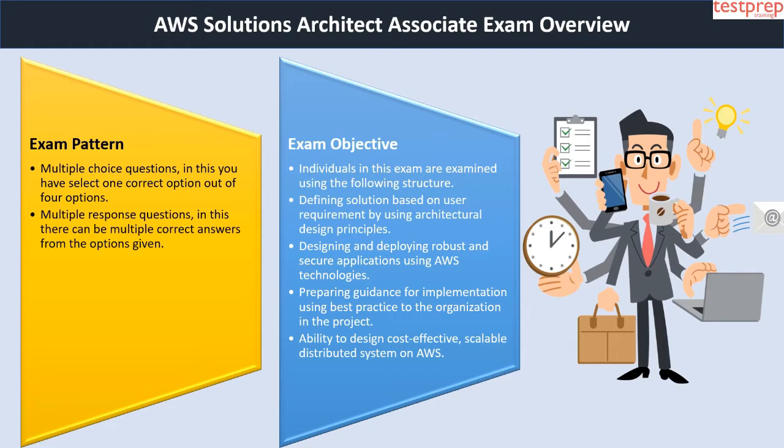Second, exam objective. 1. Individuals in this exam are examined using the following structure. 2. Defining solutions based on user requirements by using architectural design principles. 3. Designing and deploying robust and secure applications using AWS technologies. 4. Preparing guidance for implementation using best practices to the organization in the project. 5. Ability to design cost-effective, scalable distributed systems on AWS.